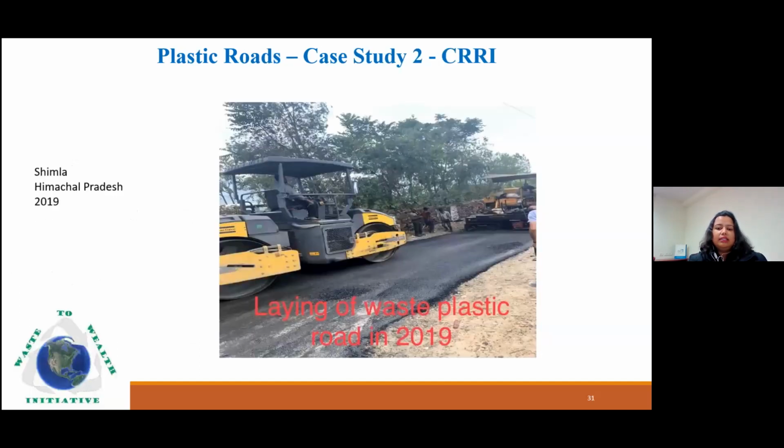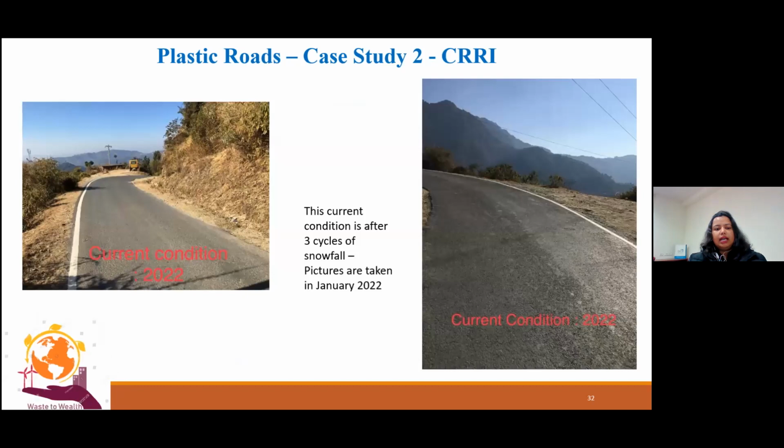Then you have another stretch made by CRRI. Again, this was made in 2019 by the Flexible Pavement Department of CRRI, Professor Satish Chandra and senior scientist Ambika Behl. They were a part of this project. So this was the laying that happened in this road above Shimla in 2019. And this is the current condition in the first week of January. The photographs of the current conditions were taken just a week ago.